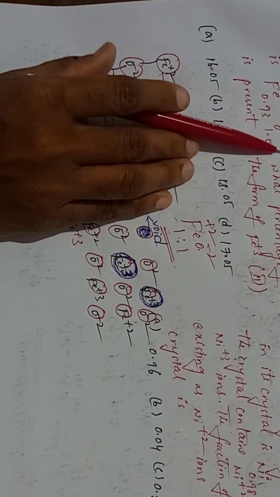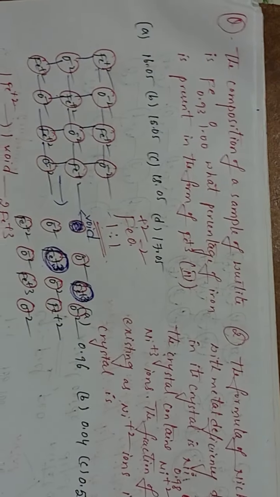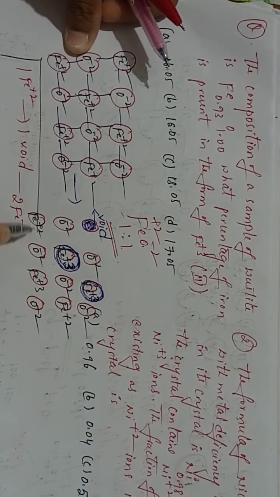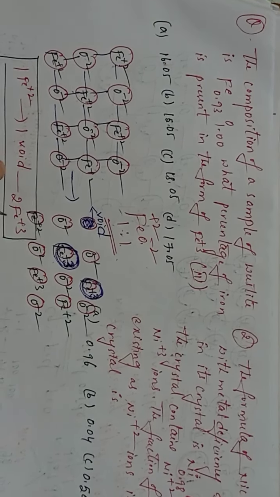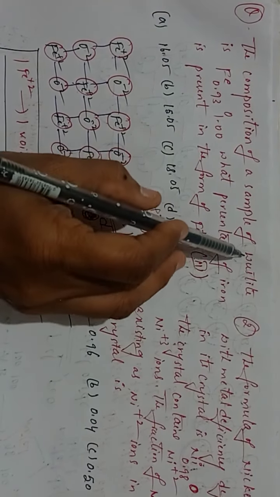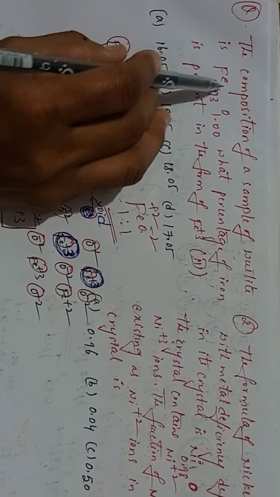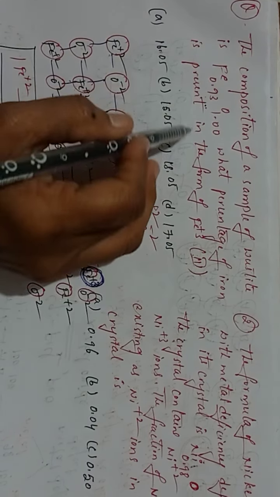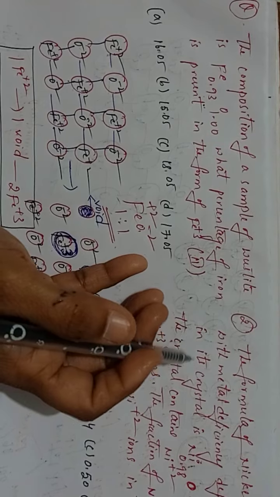See here, this problem: this formula you have to remember, students. From this formula we can calculate this problem. See here, the question asked: the composition of a sample of wustite is Fe0.93 O1. What percentage of iron is present in the form of Fe+3?